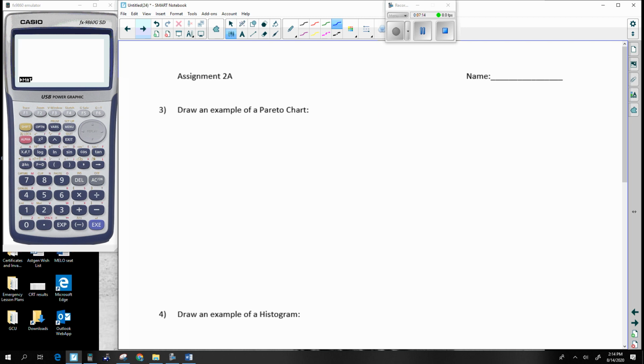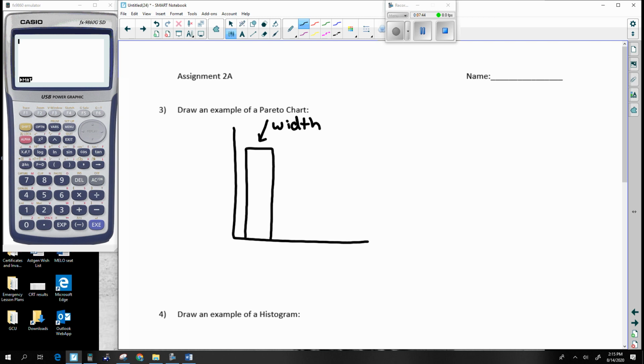Number 3, draw an example of a Pareto. So what I need to do is draw bars that don't touch and they go downhill. So my advice is start with a bar that is big. Also, a note that I haven't really mentioned before is when you make these, you have to have all the bars with the same width, and the spaces all have to have the same spacing as well. So the spaces have to be the same and the bars have to have the same width.